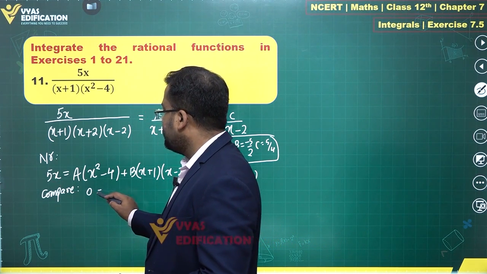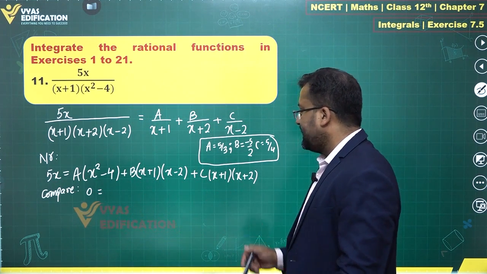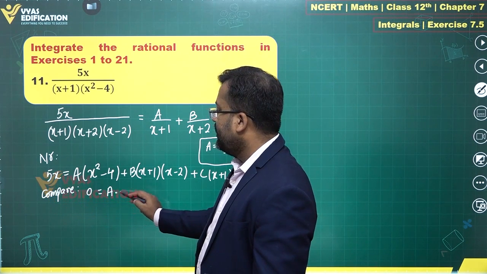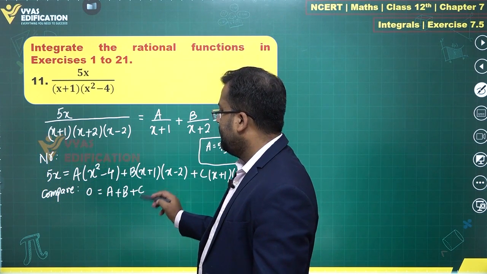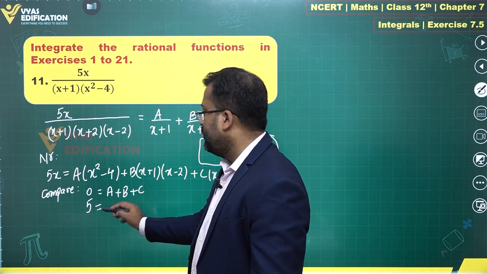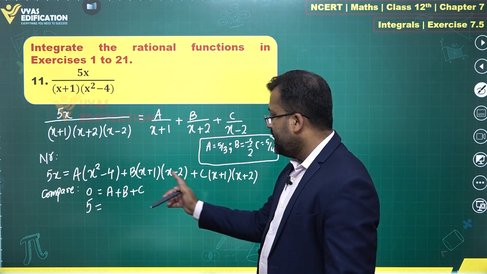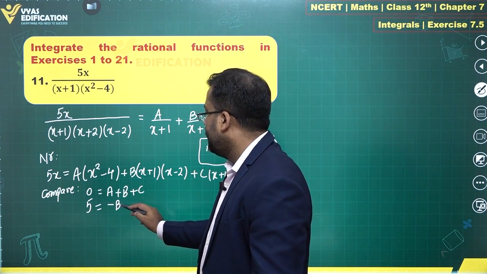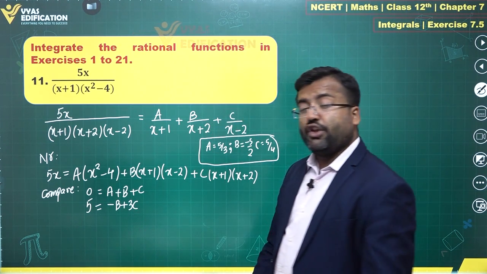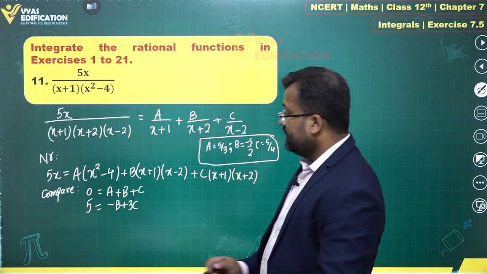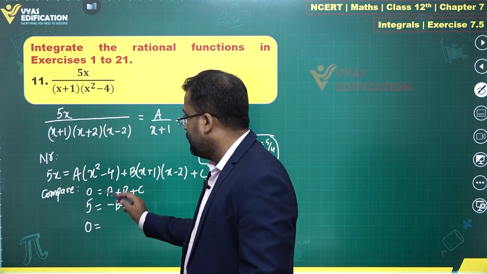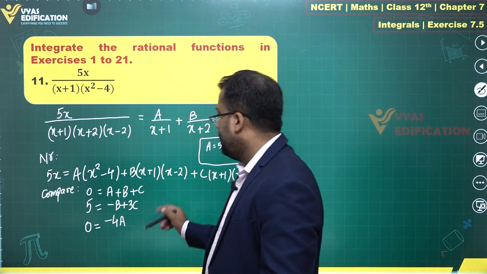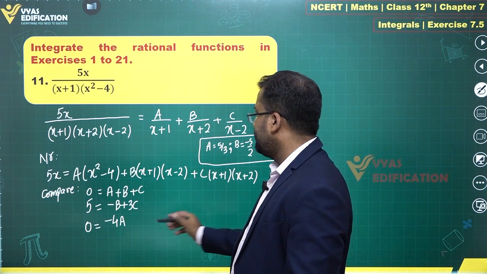coefficient of x square is 0, which is equal to ax square, bx square, cx square, which is a plus b plus c over here. Coefficient of x, which is 5, is equal to, there is no x over here, there is minus x over here, minus bx, and there is 3x. So minus b plus 3c is what you get. Constant term, that is 0 on the left hand side, which is equal to minus 4a, and you get minus 2b plus 2c.